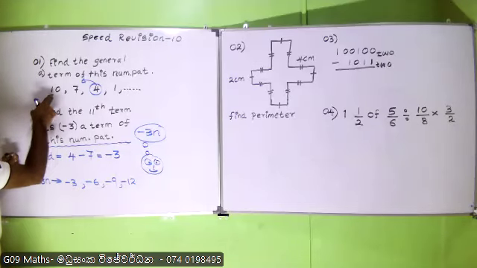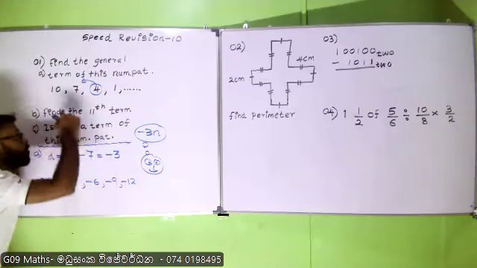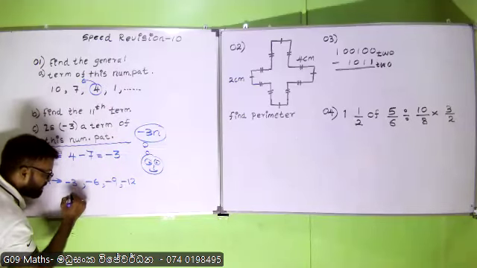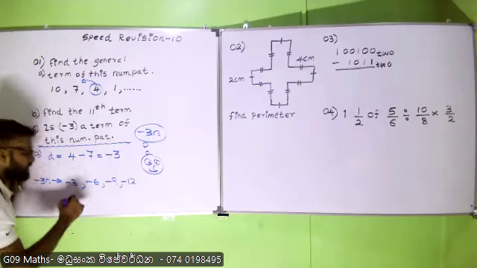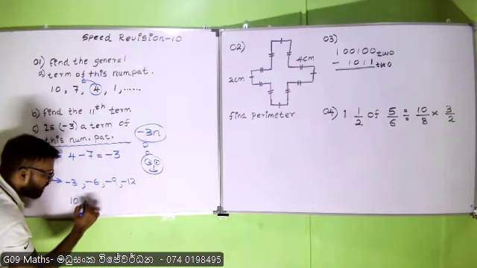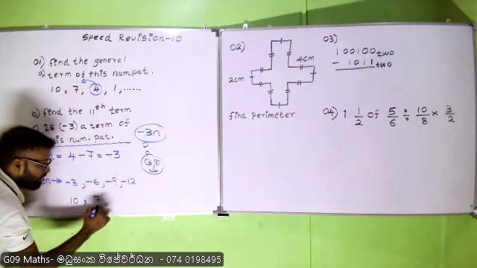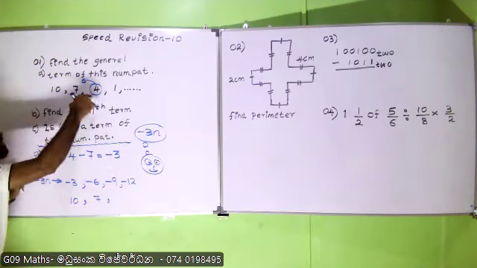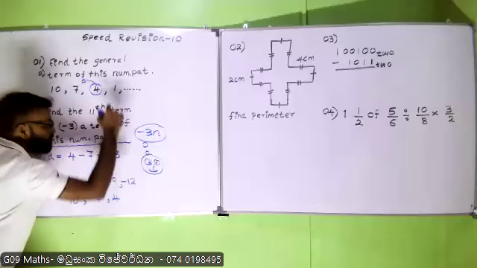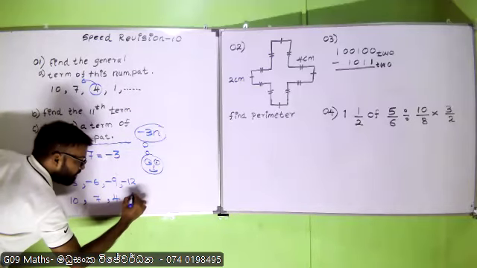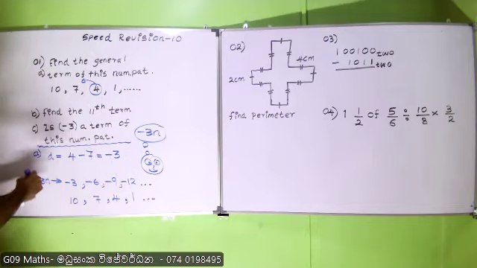So here we have 10, 7, 4 only. So I am going to write my original number pattern under this. First term is under minus 3, so my first term here is 10. Second term is 7 under minus 6. Third term is 4 under minus 9. Fourth term is 1 under minus 12. So it continues. This is enough.